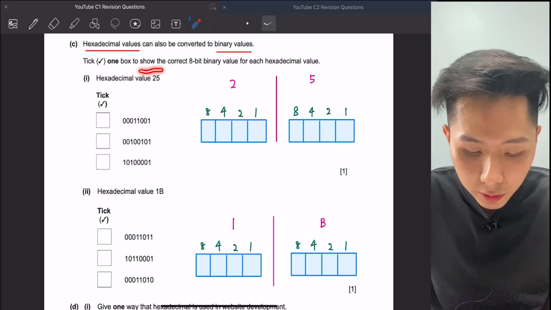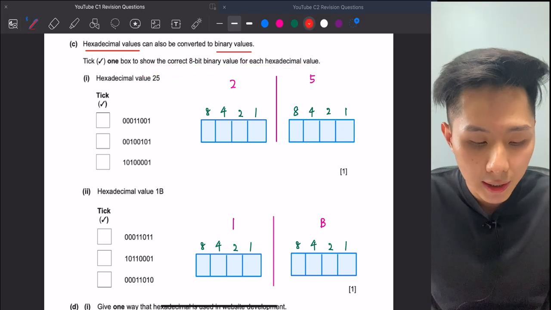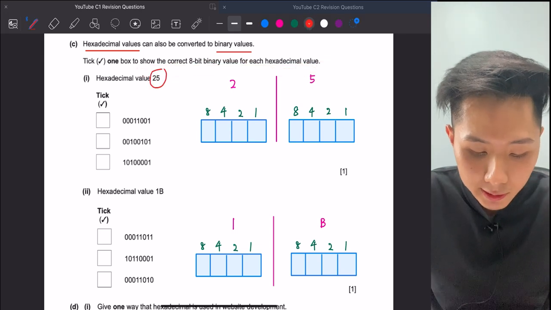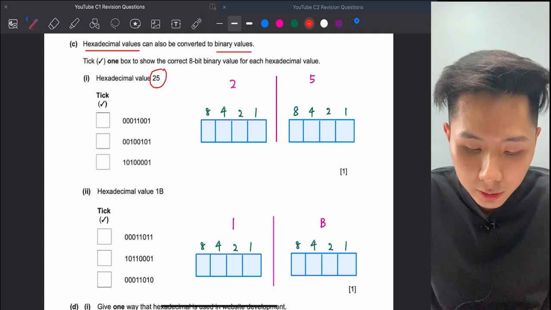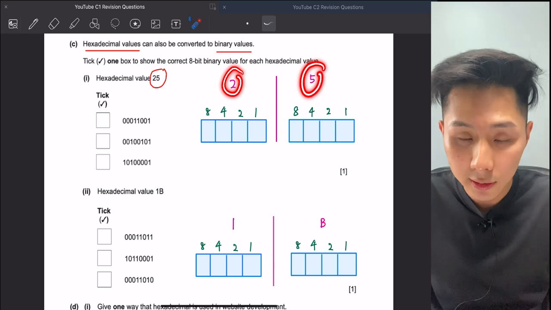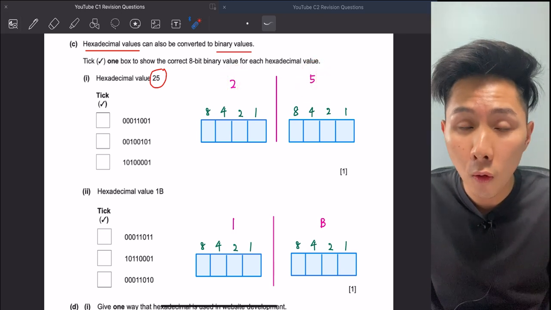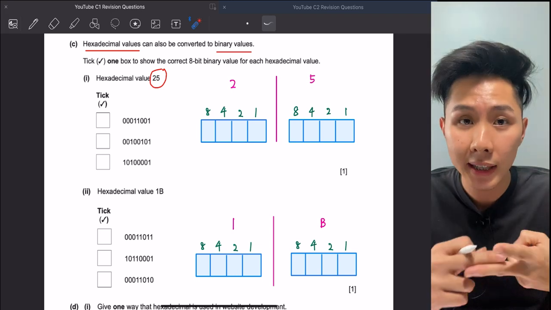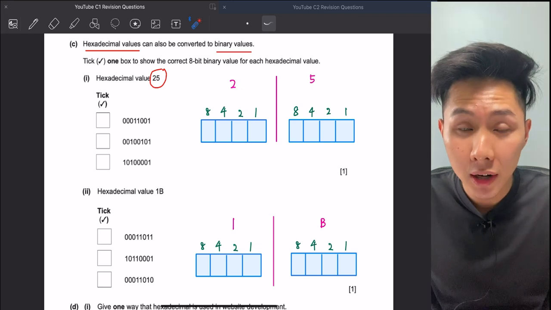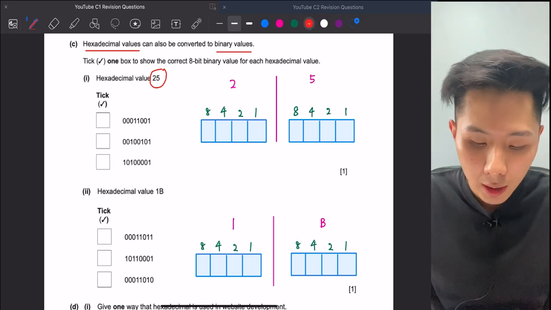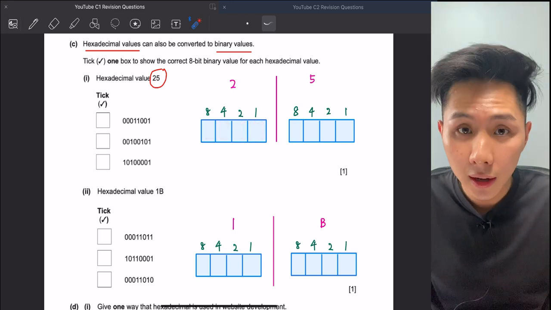So tick one box to show the correct 8-bit binary value for the hexadecimal. So how we can do it is that 25 is our hexadecimal value, and the method to convert it to binary is to split it up into two digits, 2 is here, 5 is here, left and right. Just for your information, one hexadecimal digit is equivalent to 4 binary digits, because base 2 and base 16. All right, so 2, to convert it into a binary code, all I need to do is to put in values here, either 1 or 0, to make the entire thing to be 2.